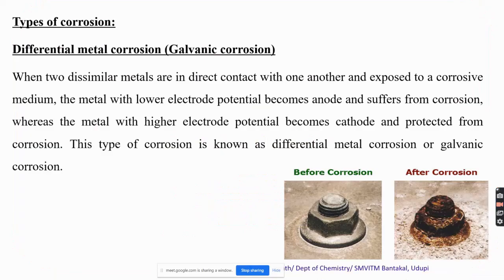Differential metal corrosion is also called galvanic corrosion. You can see one picture here, before corrosion and after corrosion. Usually if this is the case, then the metal undergoes corrosion. What is that case? Here the two components, nut and bolt, are made up of different metals. It is not the same. If it is a different metal, usually it is a differential metal corrosion setup.